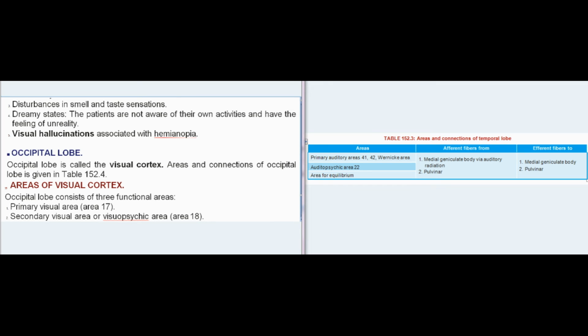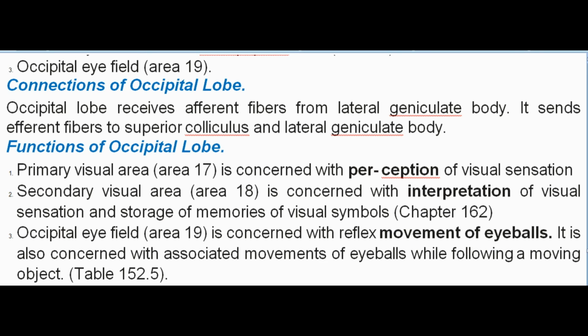Occipital lobe. Occipital lobe is called the visual cortex. Areas and connections of occipital lobe are given in Table 152.4. Areas of visual cortex: occipital lobe consists of three functional areas: primary visual area, area 17; secondary visual area or visuopsychic area, area 18; and occipital eye field, area 19. Connections of occipital lobe: it receives afferent fibers from lateral geniculate body. It sends efferent fibers to superior colliculus and lateral geniculate body. Functions of occipital lobe.